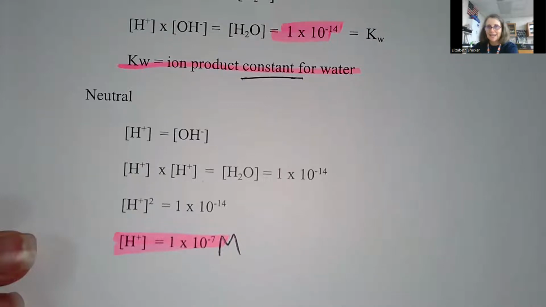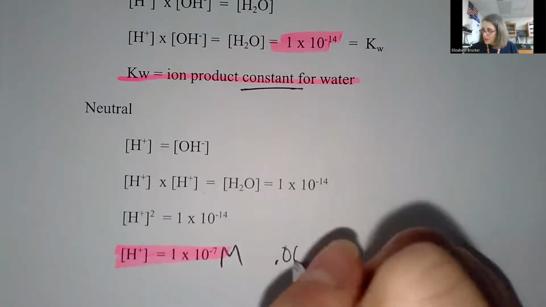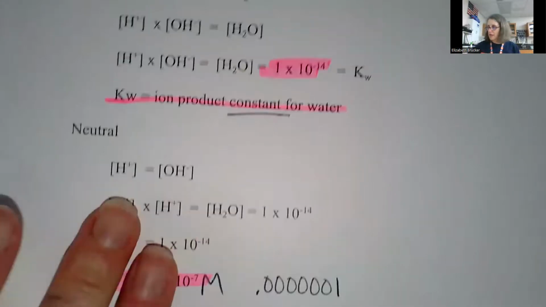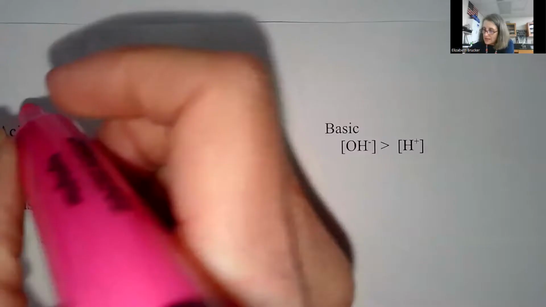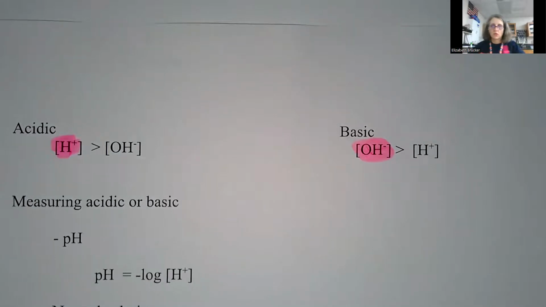Because that is a very tiny, tiny number. Well, we don't like tiny numbers and we don't like big numbers. So we need to convert that. And that is what we're going to be talking about next, okay? But that is how we define neutral, okay? Since that number is so small, 0.0000001, we don't like small numbers. So we're going to find a way to fix that. All right, so in general, acidic means you have more H plus than OH minus. So this is the dominant. And then basic means OH minus is the stronger amount in the solution.